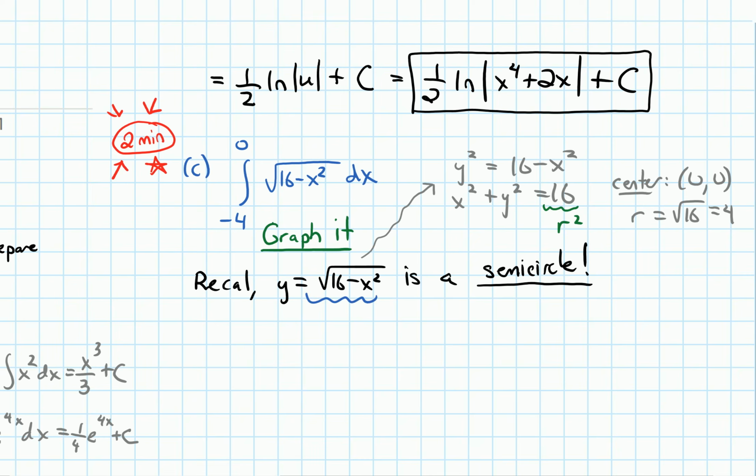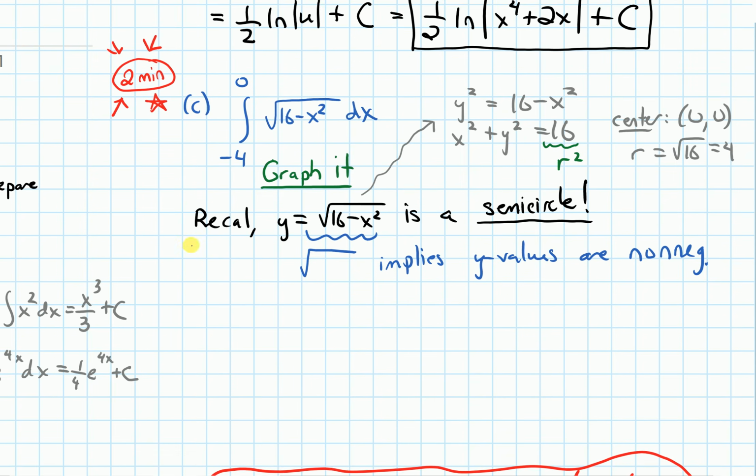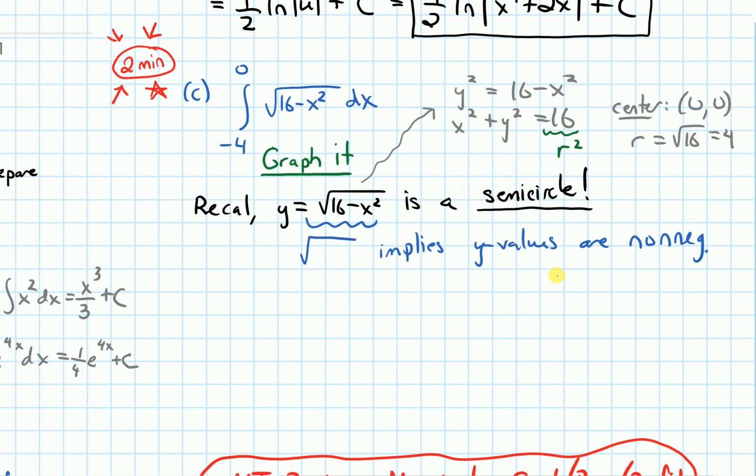Well, when you take the square root of a number, the output is not going to be negative. So the fact that you are taking a square root implies that the output, which is y, the y values, are non-negative. And that means when I go to draw this graph, we are only going to draw the top half of the circle.